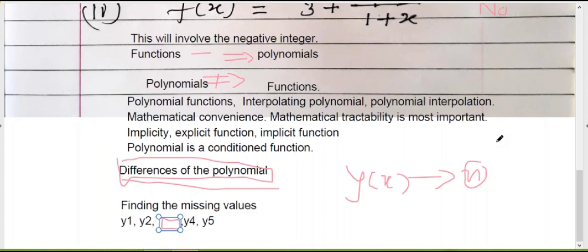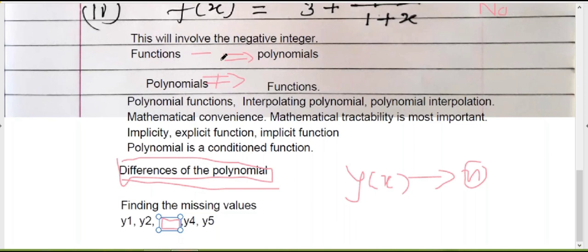A function may be a polynomial, but every function is not a polynomial. All functions are not polynomials. All polynomials are not... Perhaps I have this reversed. All functions are not polynomials.